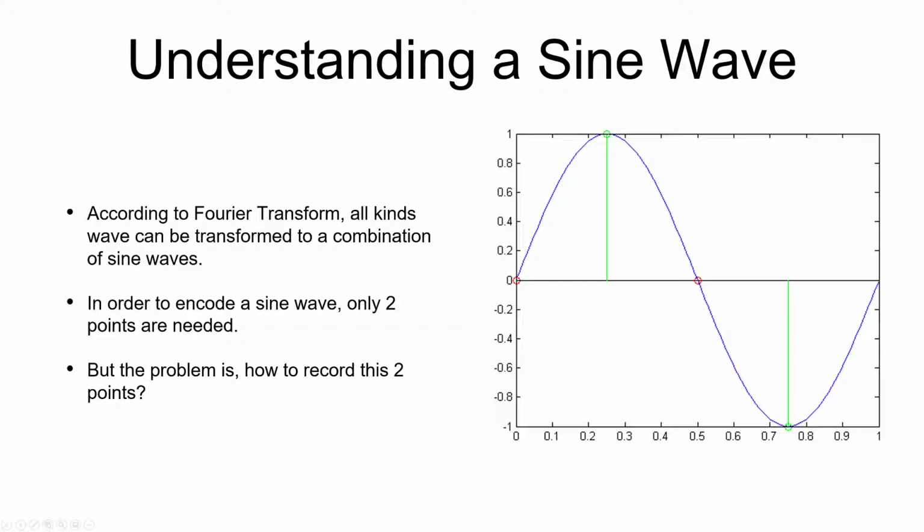The story begins with a sine wave. According to the Fourier transform, all kinds of waves can be transformed into a combination of sine waves. In order to encode a sine wave, only 2 points are needed, but the problem is how to record those 2 points. Let's get into the Nyquist-Shannon.